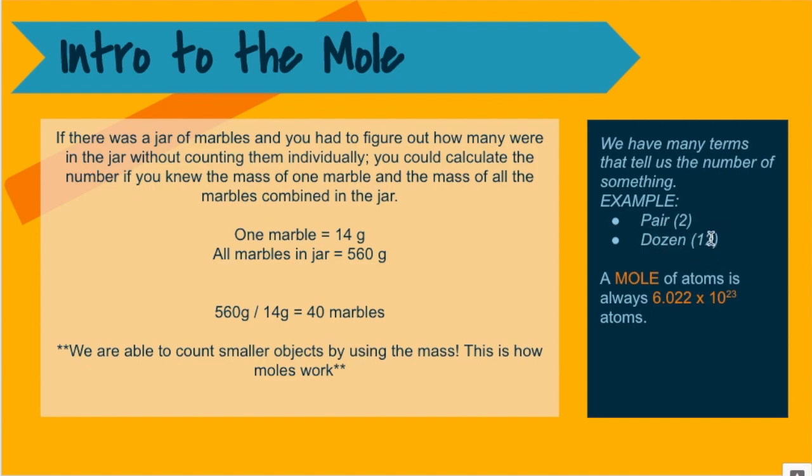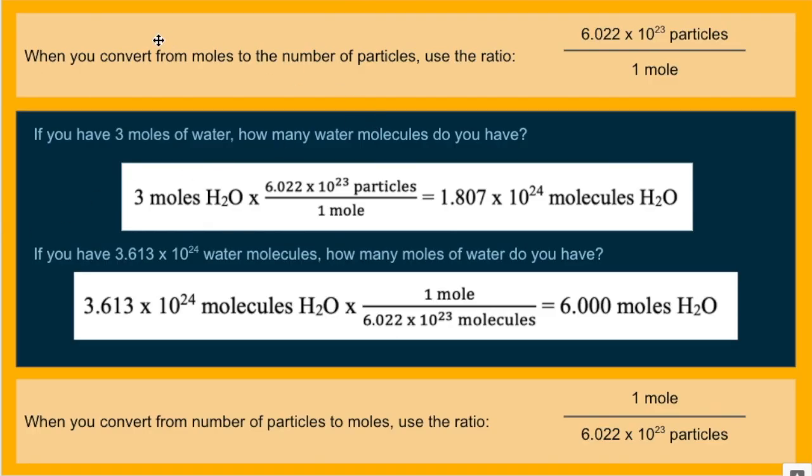If I have a dozen of something, you know it's 12. Okay, so if I said that I had 2 dozen eggs, you would take 12 times 2, and that would give you 24 individual eggs. Okay, so the term mole is just representative of 6.022 times 10 to the 23rd atoms. That's the amount of atoms in a mole. So whenever we're converting from moles to the number of particles, we're going to use this ratio. And then inversely, if we're going from particles to moles, we're going to use this ratio.